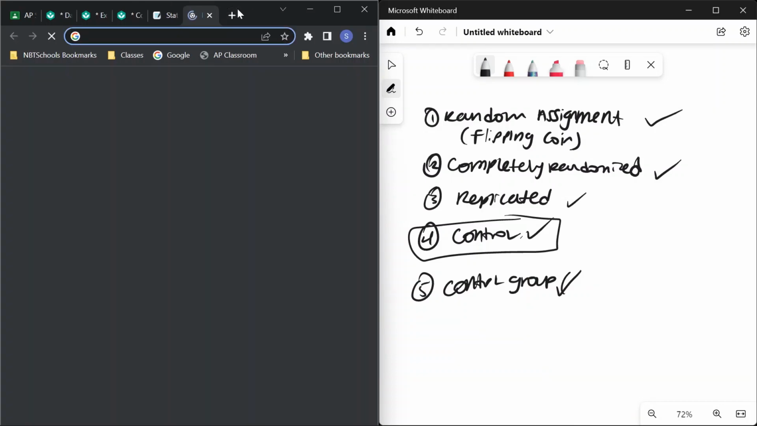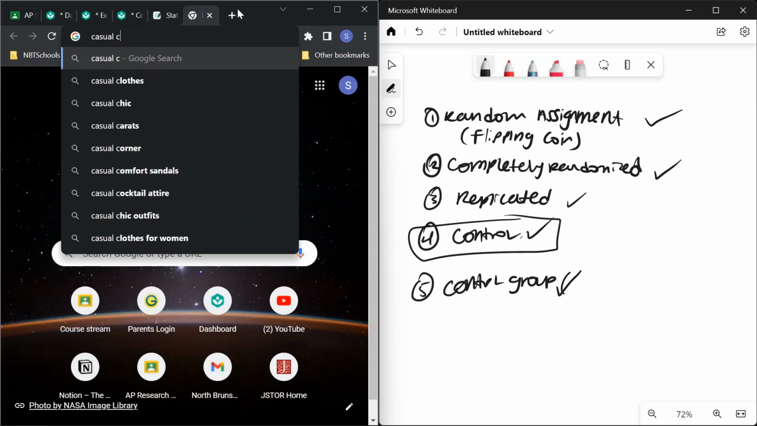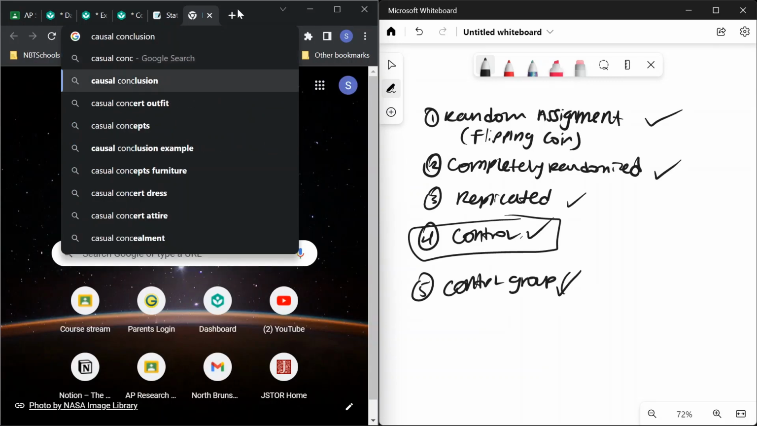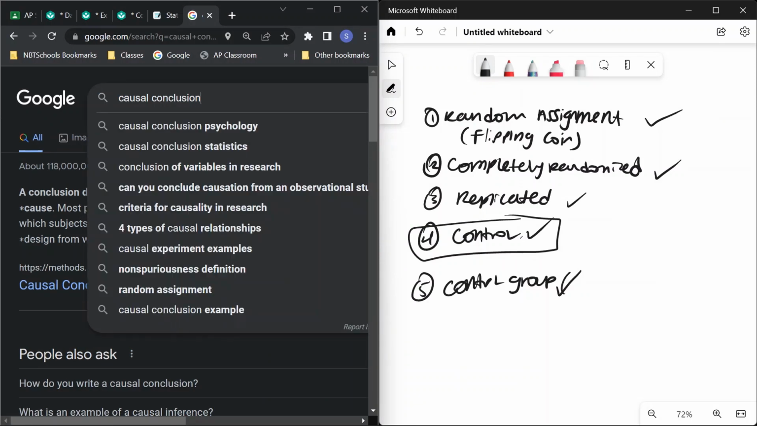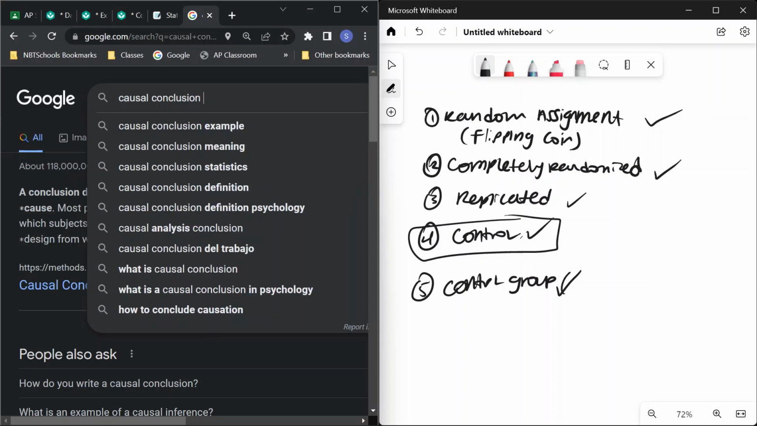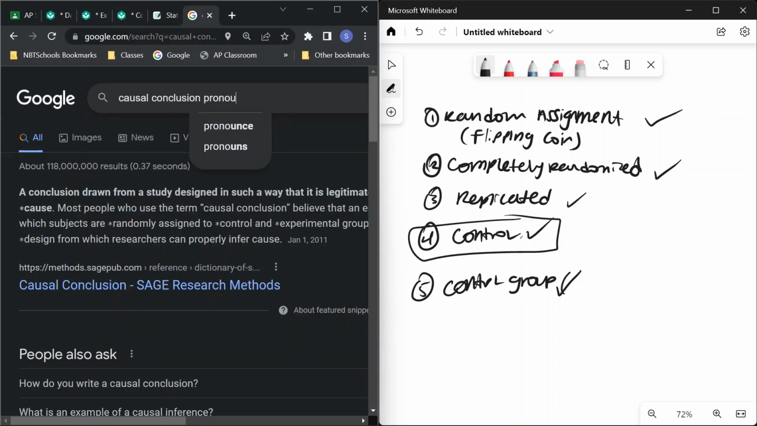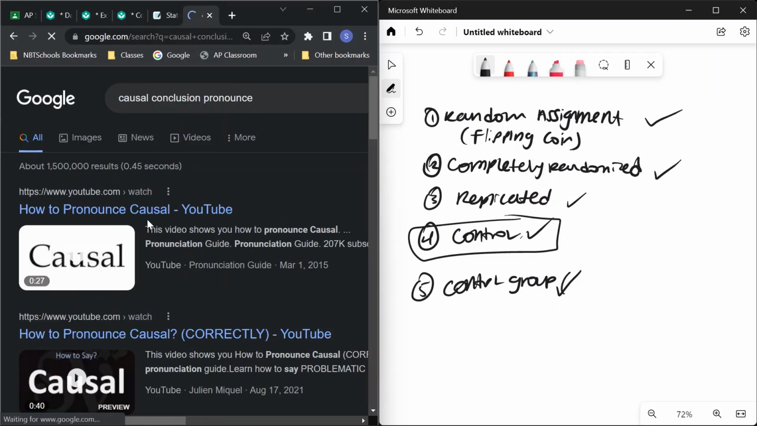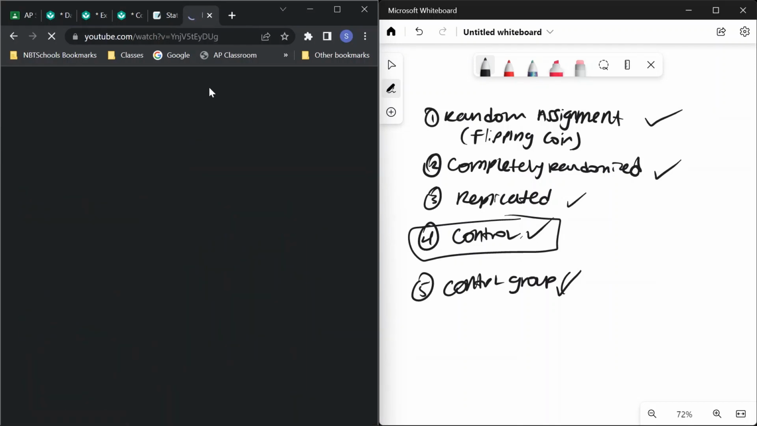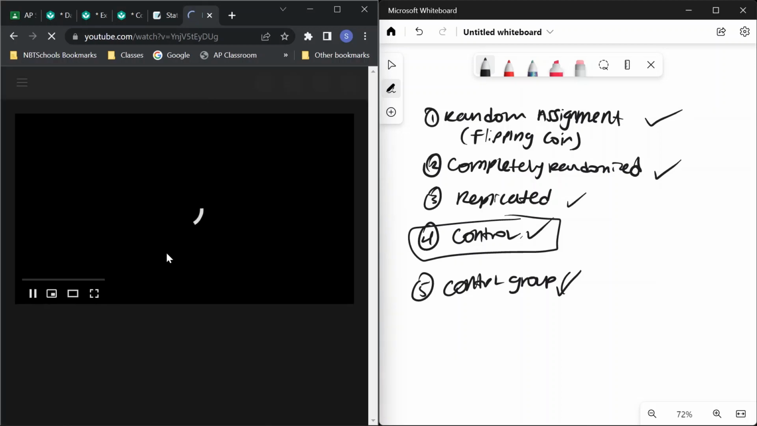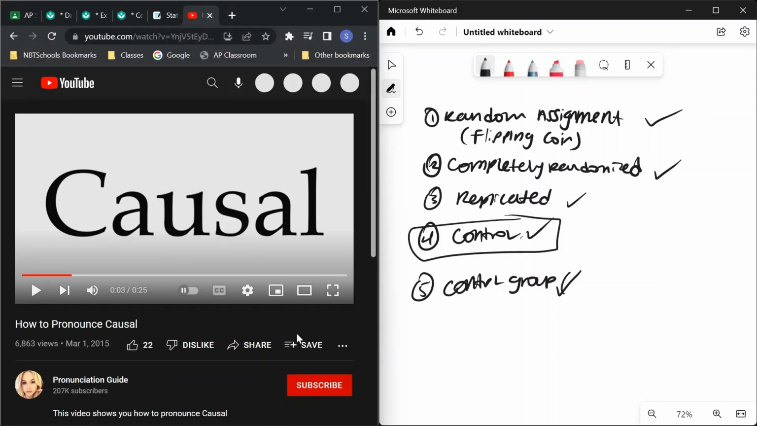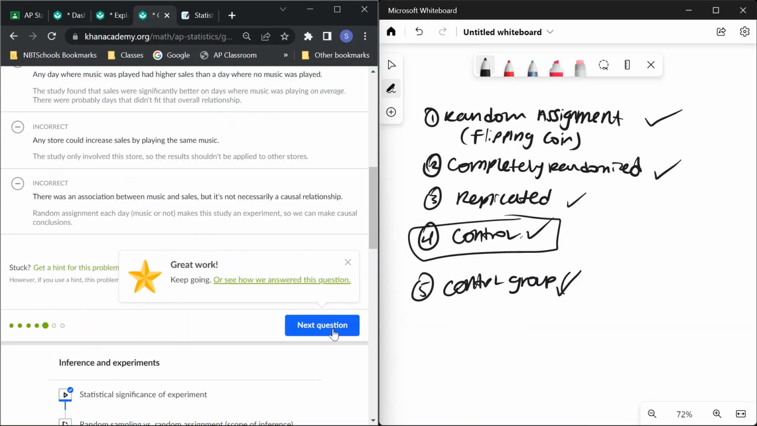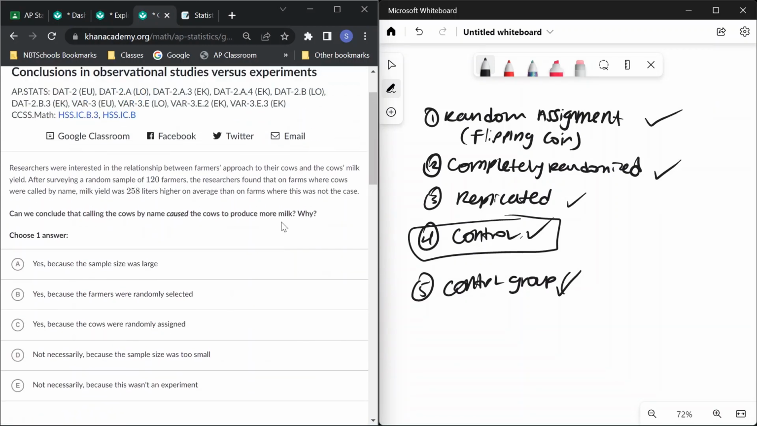How do you pronounce that? Causal conclusion. It's not casual, it's causal. Casual is something different. Causal. Oh, causal. Okay. Why do I sound so weird? Causal conclusion. A causal conclusion.